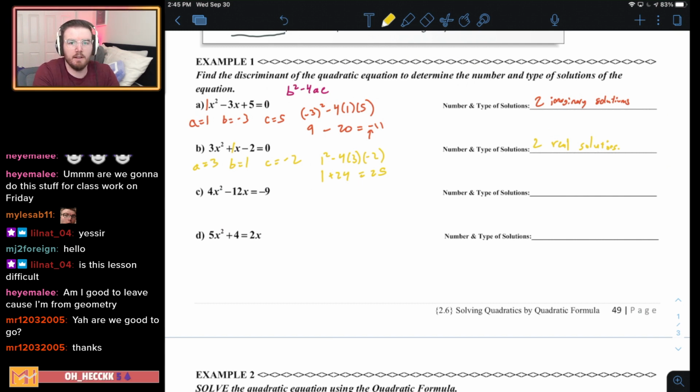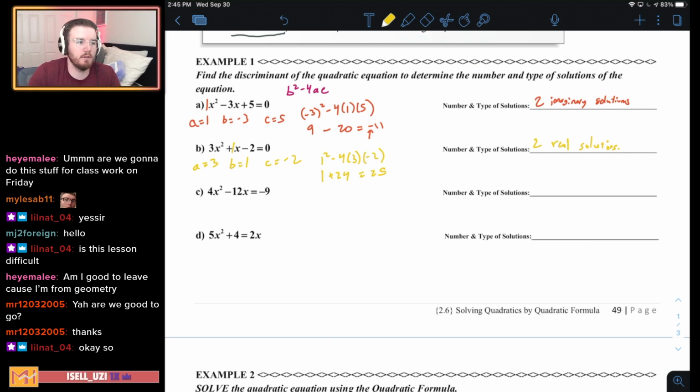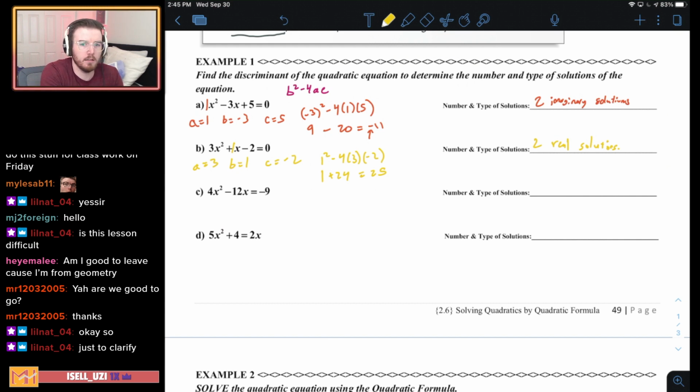So let's just offhand on Desmos compare those two graphs real quick. x squared minus 3x plus 5. Because again, I think it's worth knowing why we care.